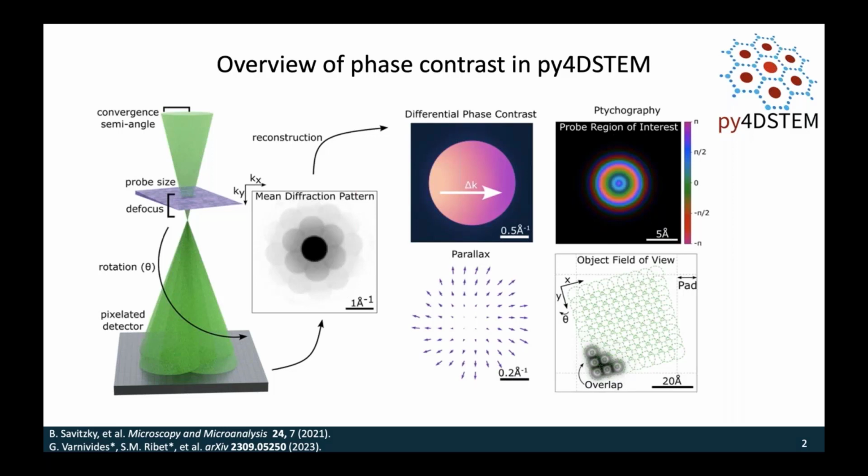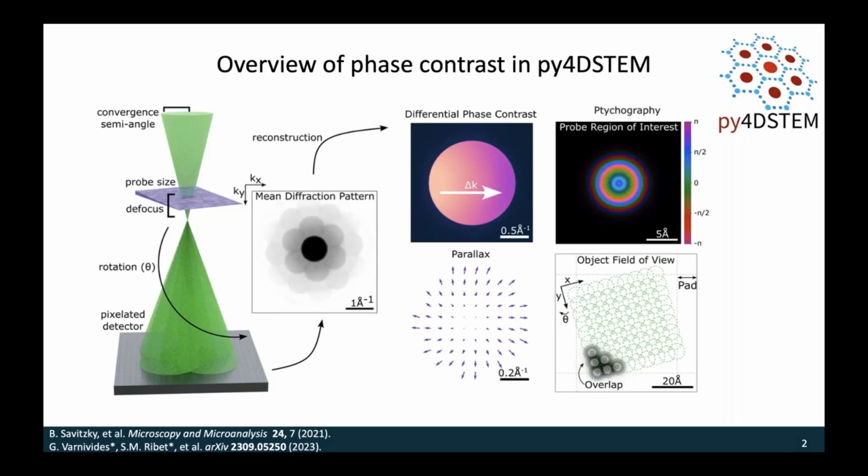So the first is going to be differential phase contrast, or DPC, which is the simplest and most straightforward. Then you can do a parallax measurement, which is slightly more complex and slightly more computationally intensive. And then the last is going to be tychography, which is certainly the most challenging.